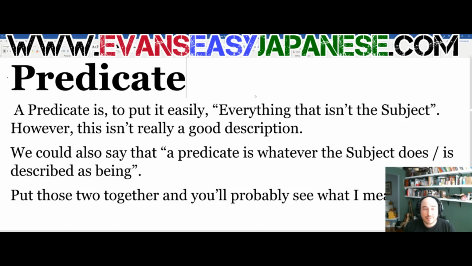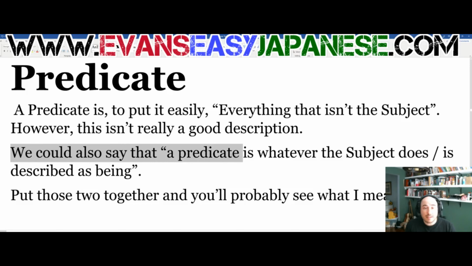A predicate is, to put it easily, that which is not the subject. Everything that isn't the subject of the sentence or the clause. We will talk about clauses later, because most people don't know what a clause is, so I'm using sentence. However, this isn't really a good description, because sometimes it gets tricky. Sometimes we have clauses inside of clauses. We have predicates inside of predicates and predicates inside of subjects and things like that.